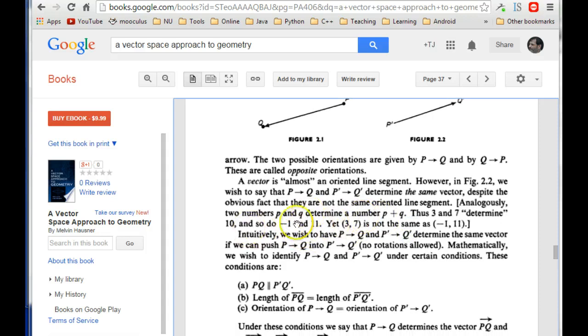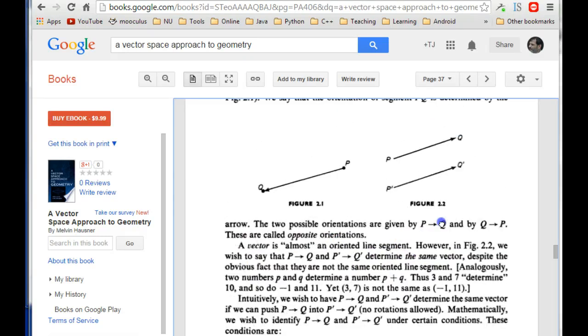We can look at two numbers, P and Q, to find a number P plus Q. And even though 3 and 7 are different from negative 1 and 11, both of them give us 10 when we add them together. So the idea is, even though P and Q are different points in space from P prime and Q prime, if we move along the directed line segment from P to Q, we're moving in the same direction and for the same distance as if we go from P prime to Q prime.